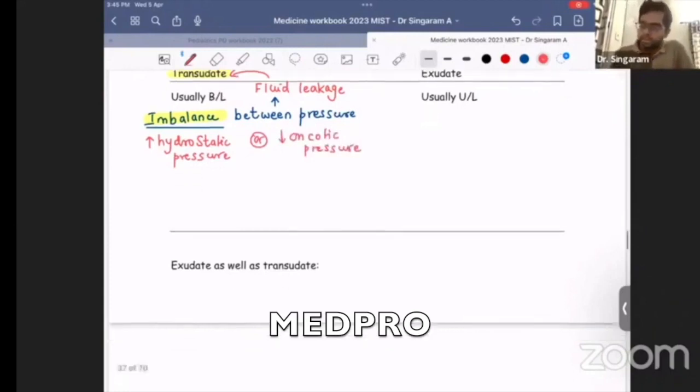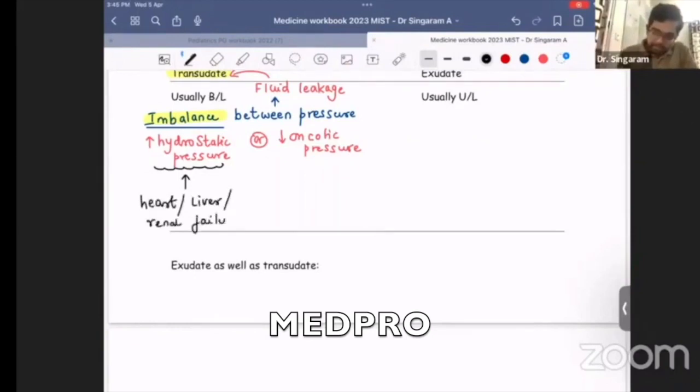Any idea which condition leads to increased hydrostatic pressure? Increased hydrostatic pressure is seen in all conditions like failure. Heart failure, you can get increased hydrostatic pressure. Renal failure, you can get increased hydrostatic pressure. Liver failure also, you can get increased hydrostatic pressure. So I'm going to write like this, all types of failure: heart failure, liver failure, renal failure. In all types of failure, you get increased hydrostatic pressure. I hope you're able to follow this.